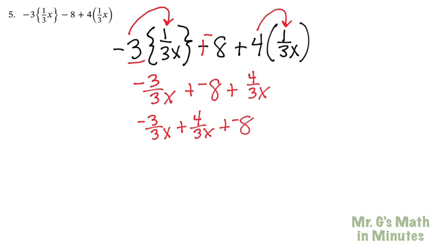So if I have 4/3 and I have to subtract this, 4/3 minus 3/3, that's going to give me 1/3. It's going to be positive because the 4 is bigger. So 1/3 x plus a negative 8, and there's nothing else to combine there. So that is our final answer for this problem.